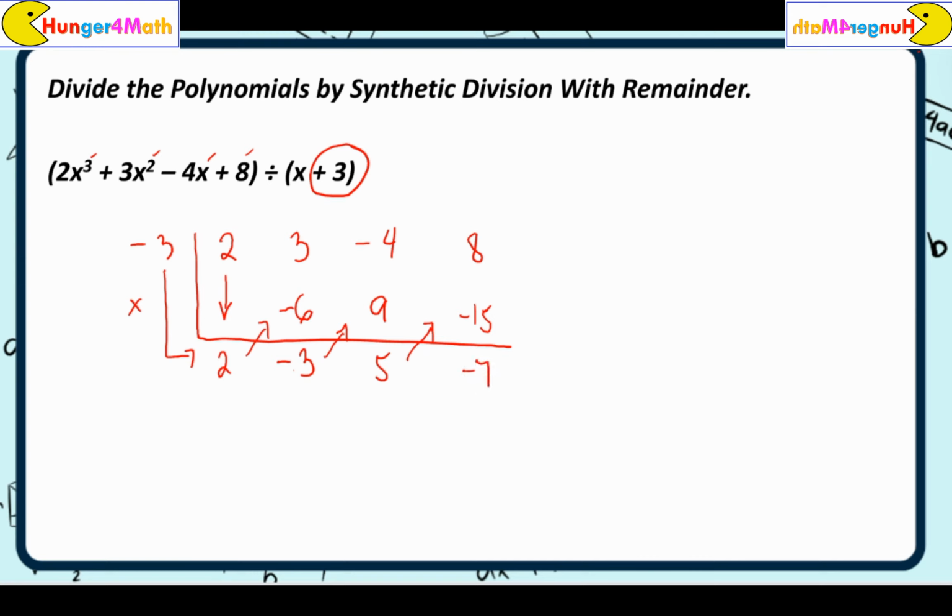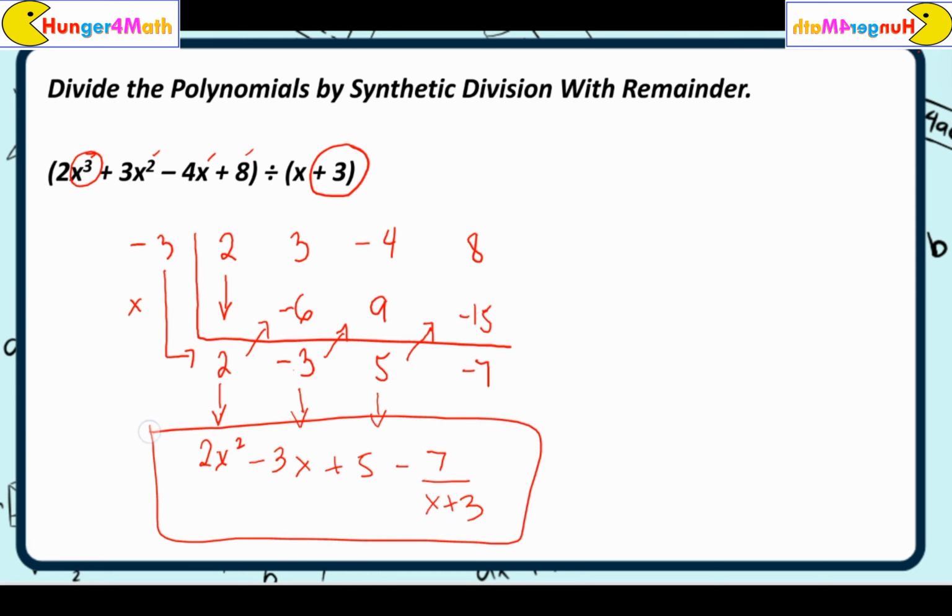Now we're going to rewrite our answer. So from x cubed, minus 1 to the power, it will be x squared. The 2 here will turn into 2x squared. The negative 3 will turn into minus 3x. The 5 will turn into our constant term. Then our remainder will be minus 7 over our divisor, x plus 3. So here's our answer.